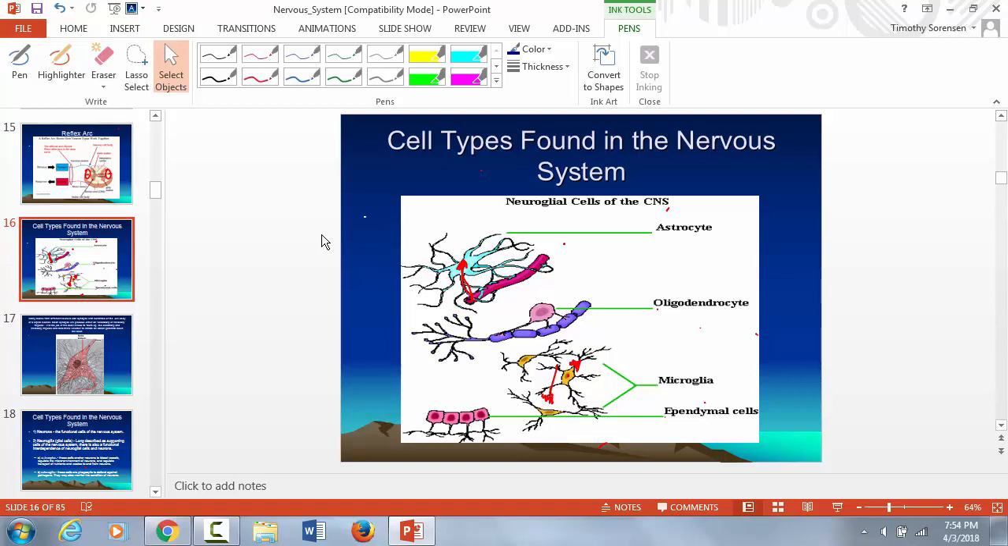Now, write this down. In the peripheral nervous system, the myelin sheath of motor nerves is produced by cells called Schwann cells.